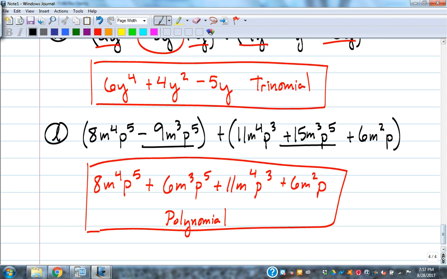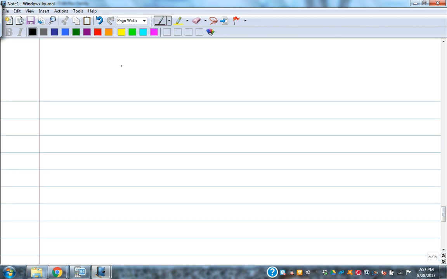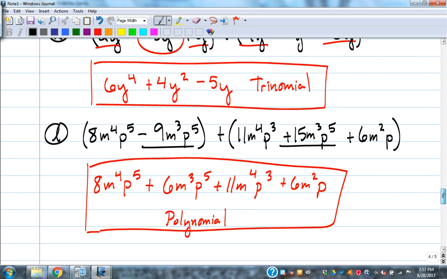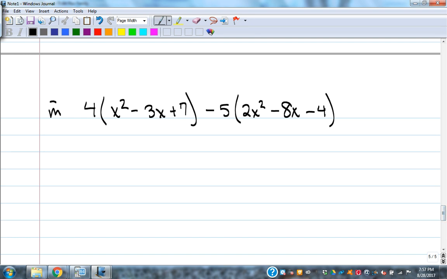One more, and then we'll be on the last section of the night. 4 times parentheses x squared minus 3x plus 7, close parentheses, minus 5 times parentheses 2x squared minus 8x minus 4. What letter are we on here? M.